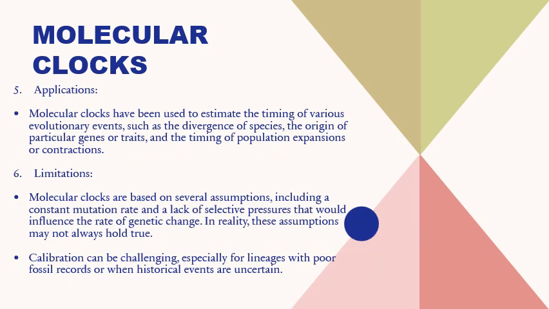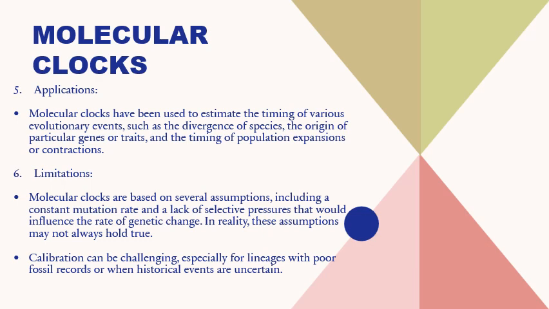So on this slide, we'll talk about the applications of molecular clocks and the limitations. So let's start with our applications. Firstly, molecular clocks have been used to estimate the timing of various evolutionary events, such as the divergence of species, the origin of particular genes or traits, and the timing of population expansions or contractions. They have been applied in a wide range of fields, including paleontology, anthropology, and epidemiology.